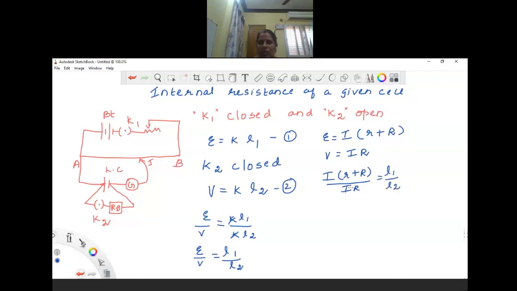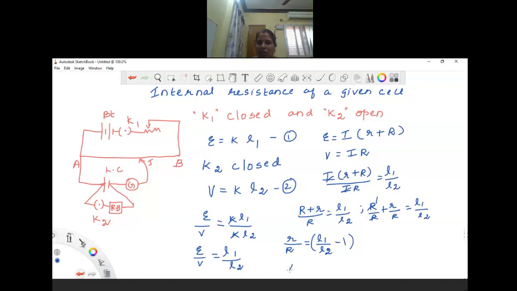This I and I get cancelled. So what will you get here, children? R plus r by R is equal to L1 by L2. We are going to do the simplification here. So R by R plus r by R is equal to L1 by L2. This R and R get cancelled, you will get 1. Let small r be the internal resistance. So r by R is equal to L1 by L2 minus 1.